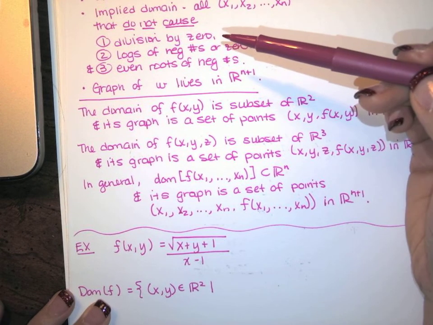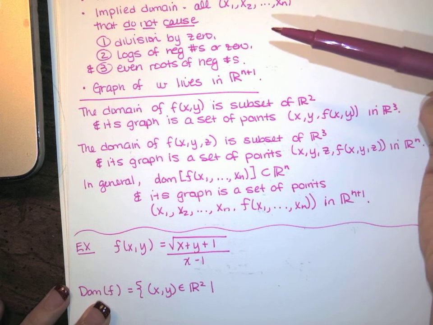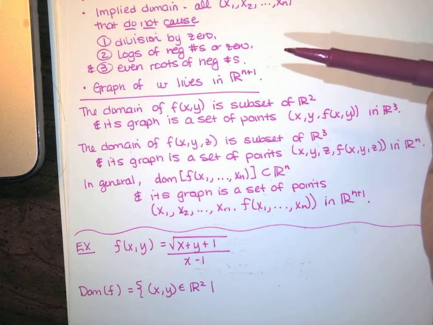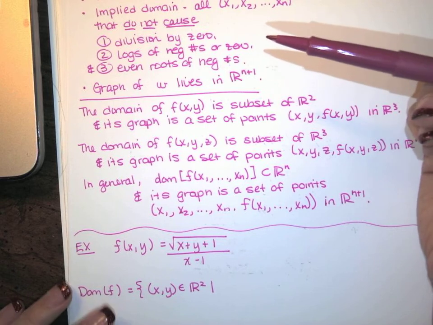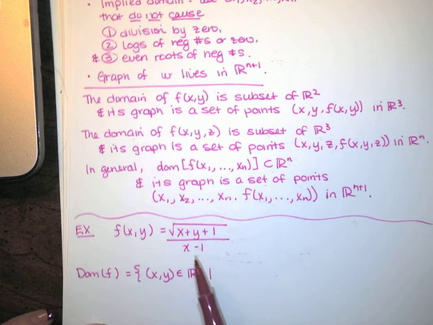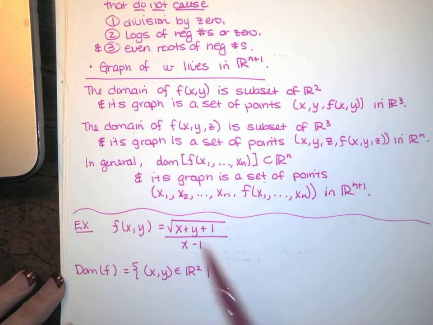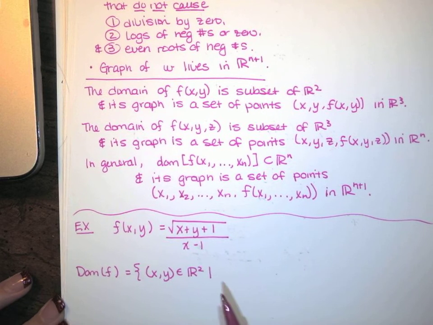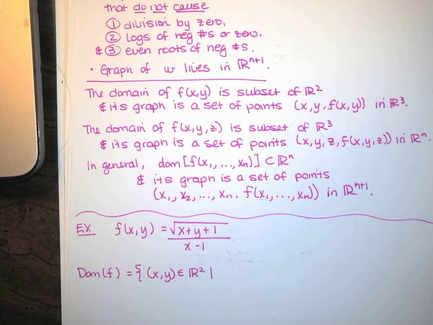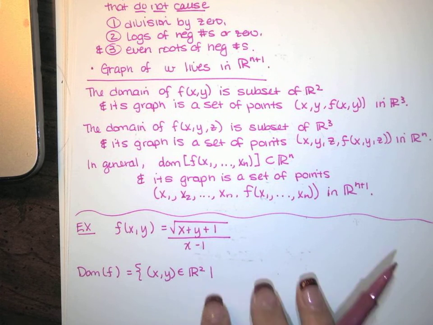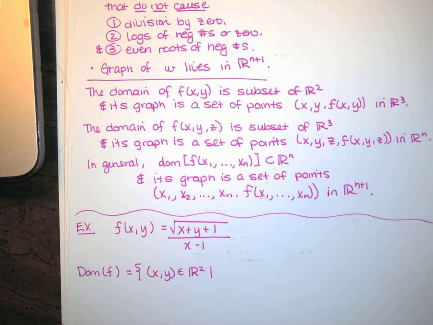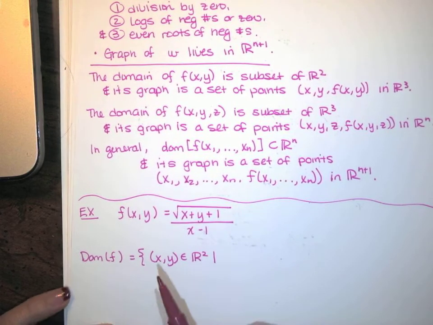We can't divide by 0, we can't take logs of negative numbers or 0, and we can't have an even root of a negative number, not in the real number system. So I see division in this problem. I also see a square root in this problem. I don't have to worry about the logs. So let's write down what can't happen so that we can figure out what actually is in our domain.